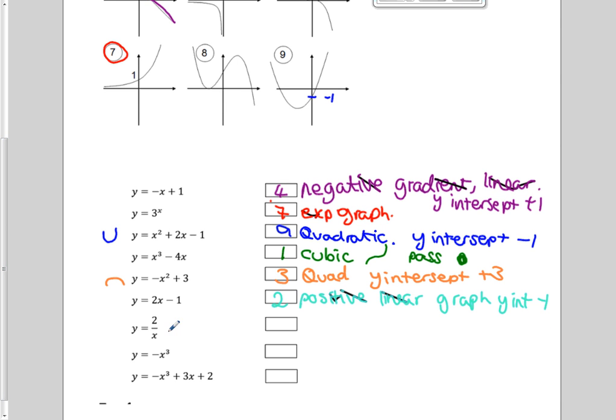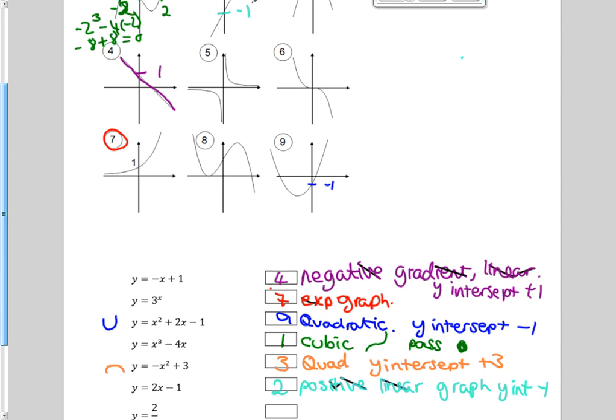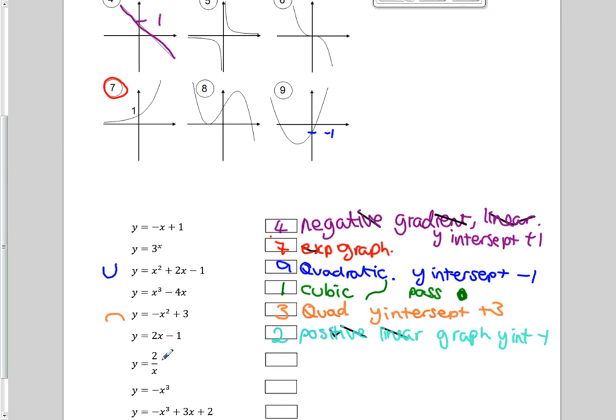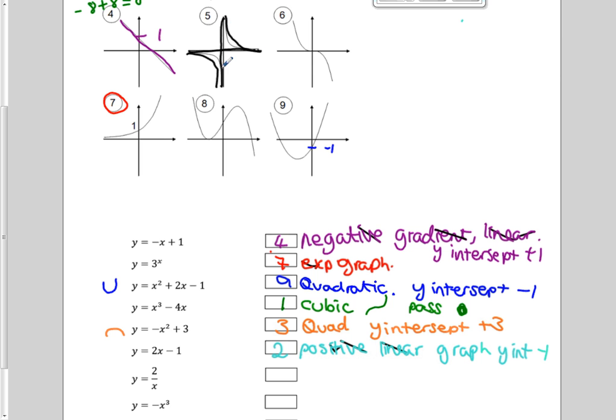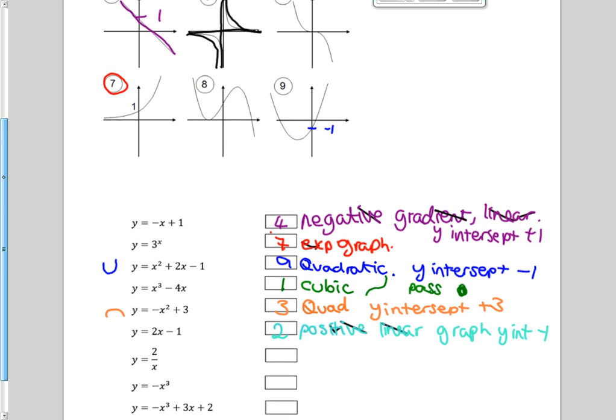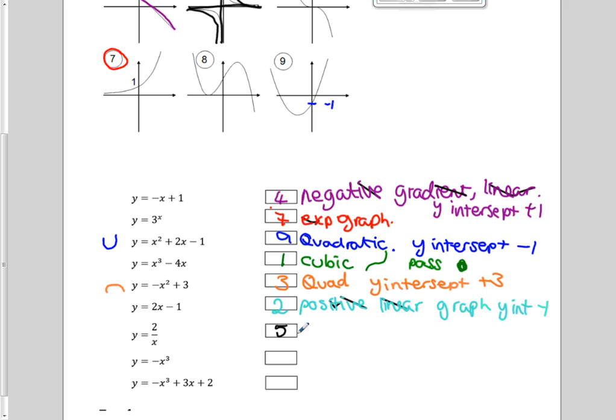So the next one, y equals 2 over x. Again, later on in the course in maths, you will get used to seeing this as the graph of 1 over x, which is this one. So we have asymptotes at the x-axis and at the y-axis. An asymptote is a line that the curve gets close to but never actually touches. So this matches up with 5 because it's the graph of 1 over x times 2.